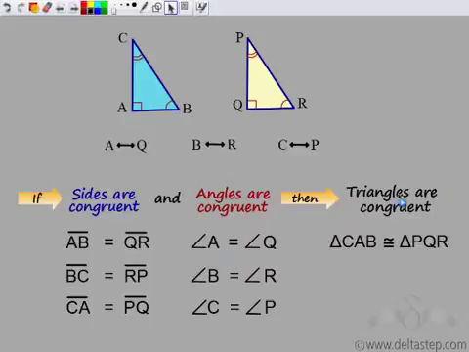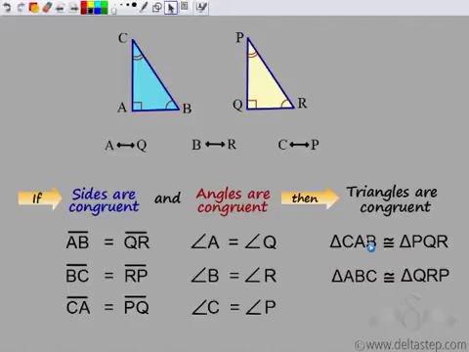So without looking at the figure, I know that triangle CAB would be congruent to triangle PQR because I know the vertices correspond. A corresponds to Q, B corresponds to R, and C corresponds to P. Similarly, you can write that triangle ABC would be congruent to triangle QRP. So the vertices should correspond. So that's how I get that with sides and angles, triangles would be congruent.